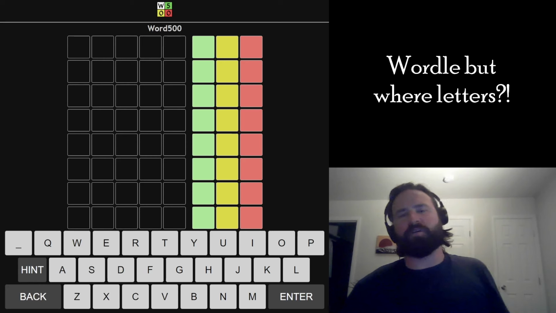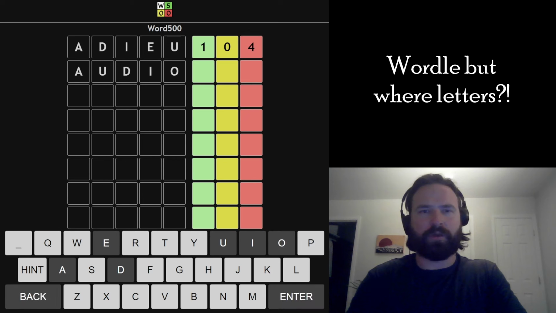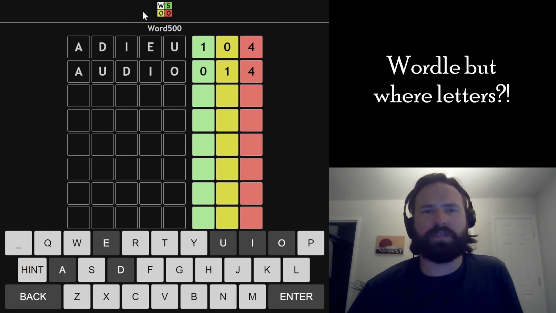All right, let's smash a Word 500. Word 500 is a Wordle game where they give you the number of greens and yellows, but they don't tell you where they are in the word. I like to start with a do in audio because they use all five vowels in the English language, and the only letters that change between the two words are E and O.